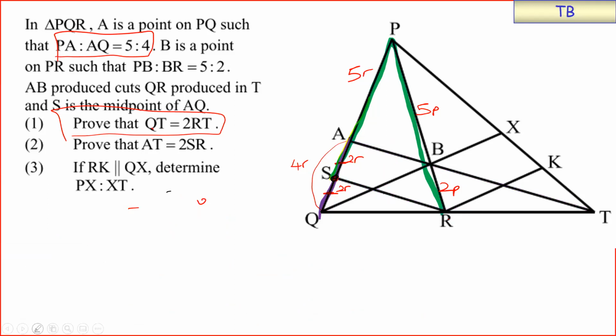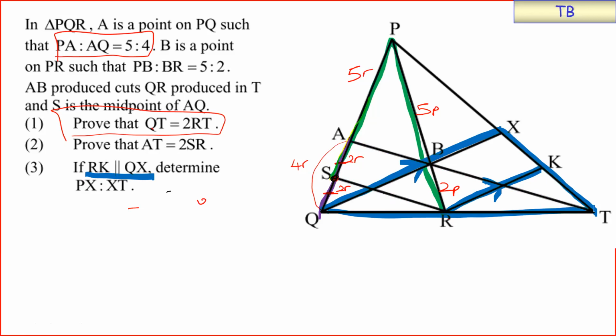So we're going to the highlighter. It tells us that RK, let's use a blue. We haven't used a blue. It tells us that RK is parallel to QX, so that line is parallel to that. Let's actually complete the diagram.